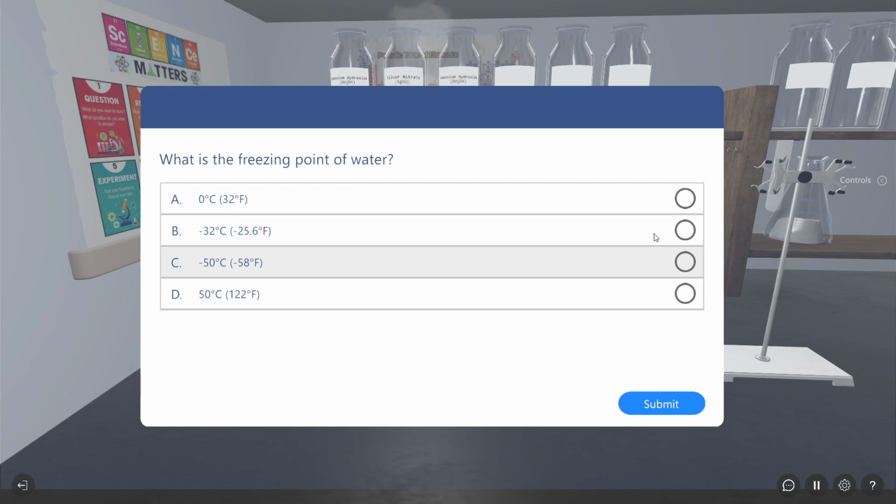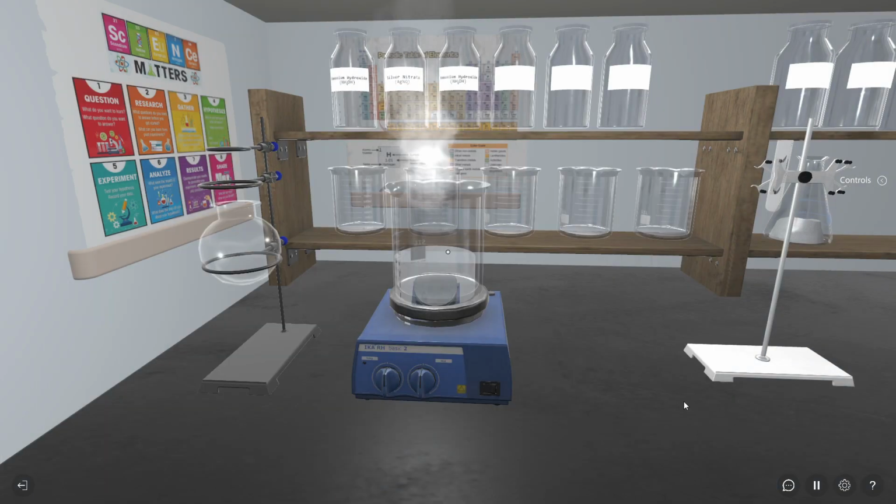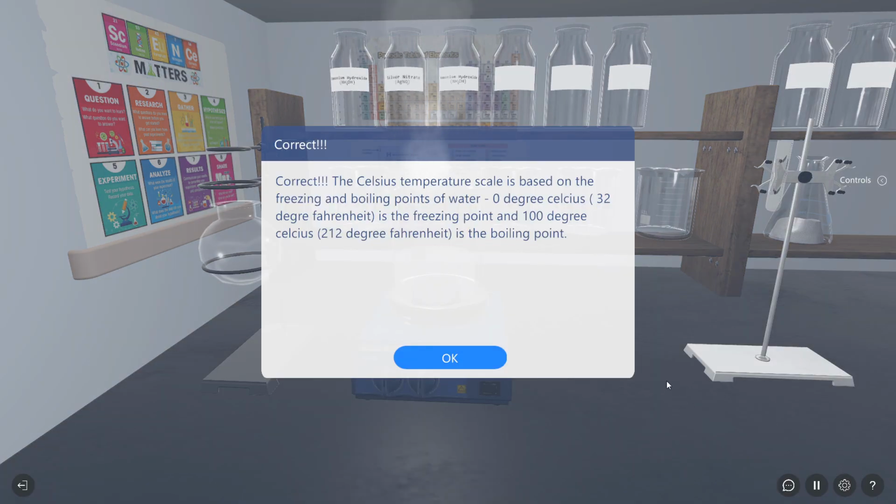What is the freezing point of water? Correct. The Celsius temperature scale is based on the freezing and boiling points of water. 0 degrees Celsius, 32 degrees Fahrenheit, is the freezing point, and 100 degrees Celsius, 212 degrees Fahrenheit, is the boiling point.